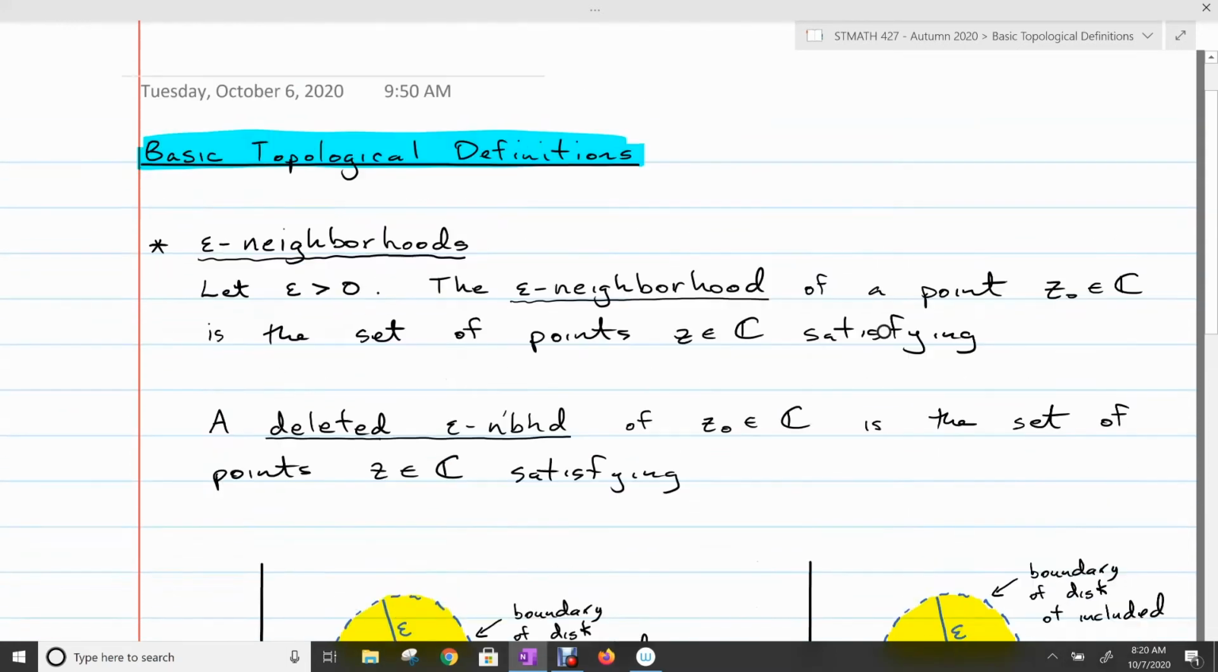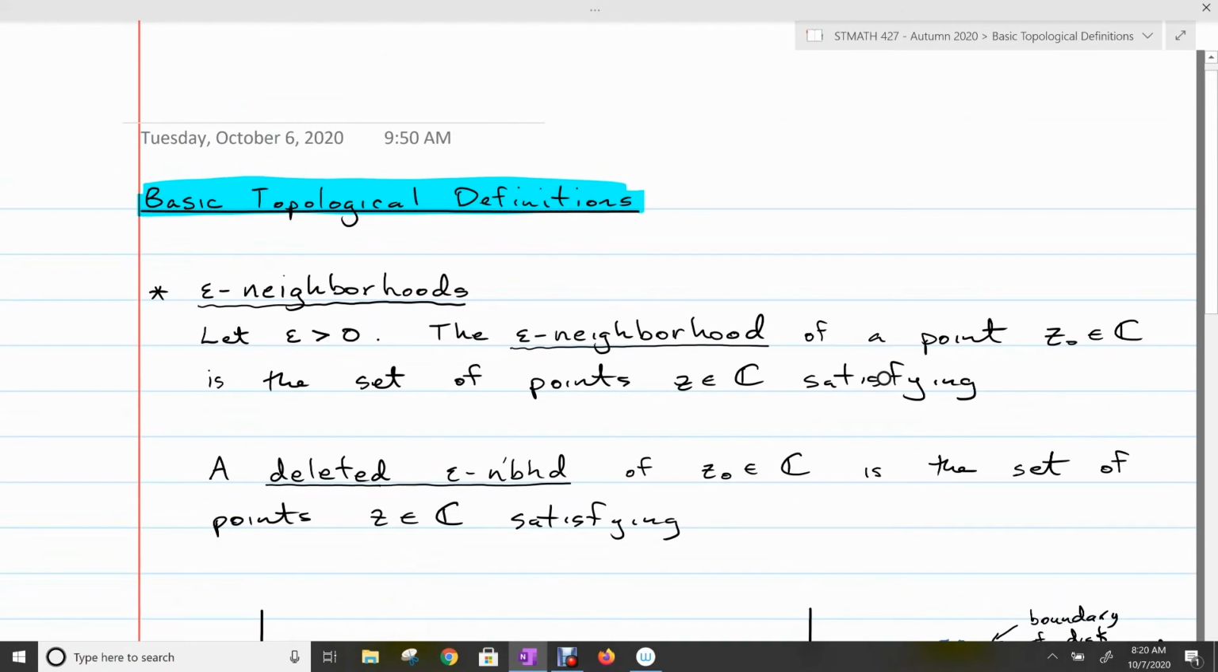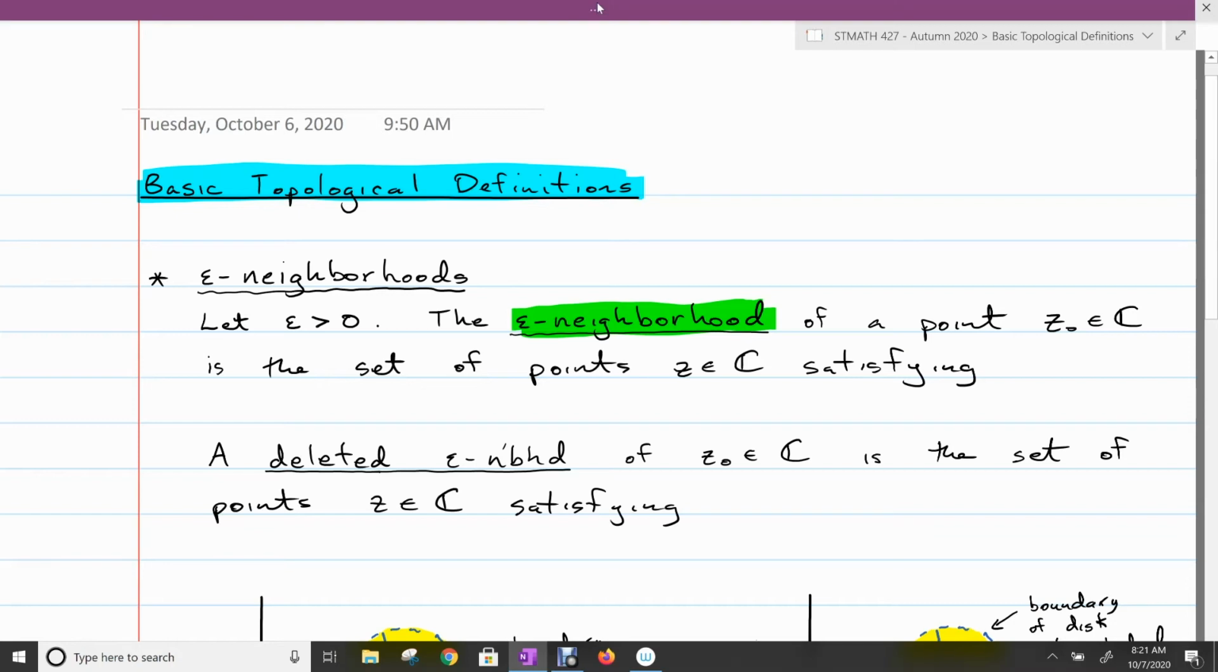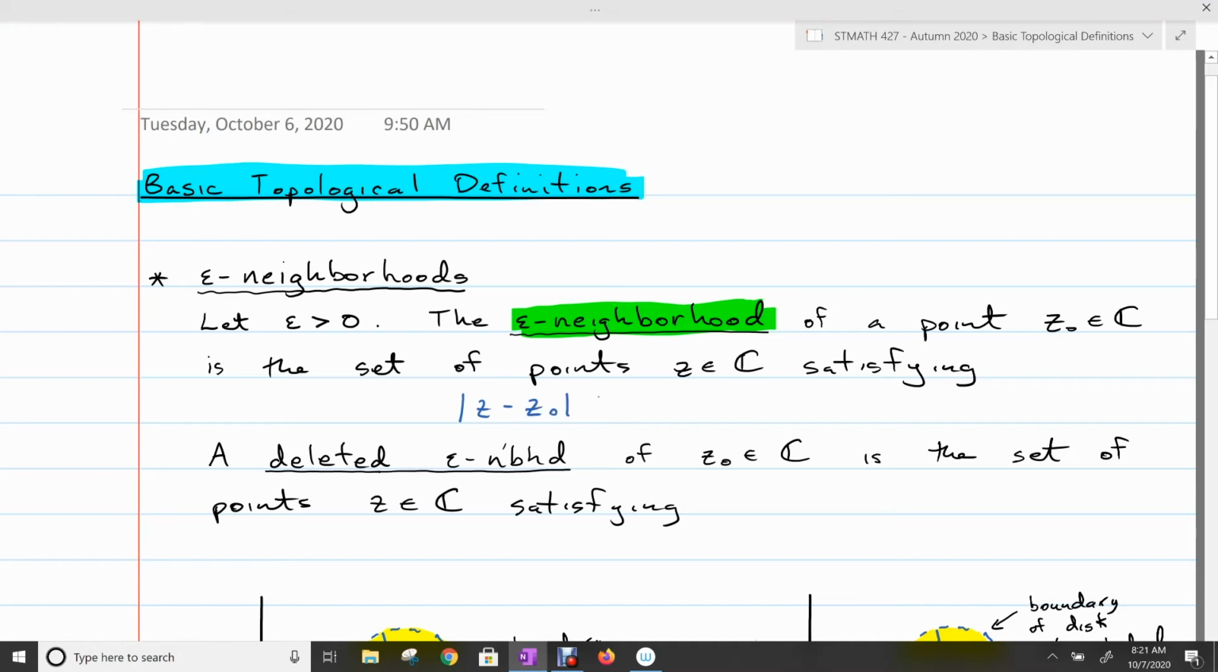So the first thing we need to talk about are the so-called epsilon neighborhoods. Let's start off with epsilon being a positive real number. The epsilon neighborhood of a point z0 is just a little circular disk centered at z0 of radius epsilon. The way we can describe that is with an inequality. It would be the set of points satisfying this inequality: modulus of z minus z0 is less than epsilon.